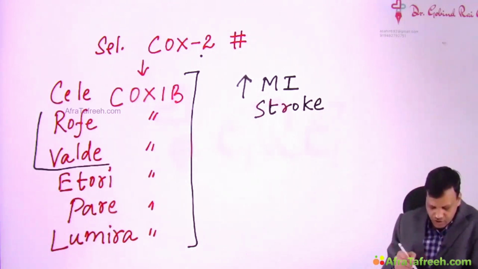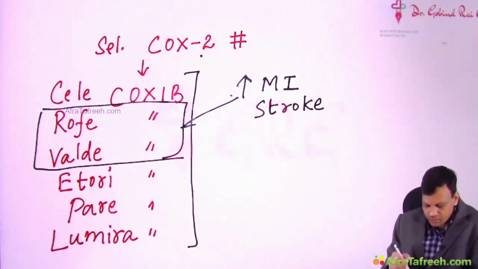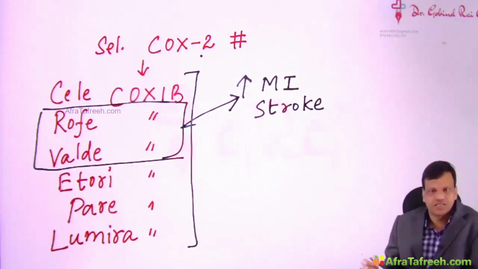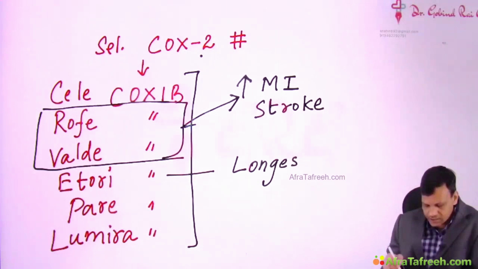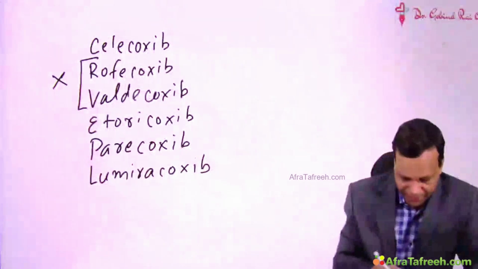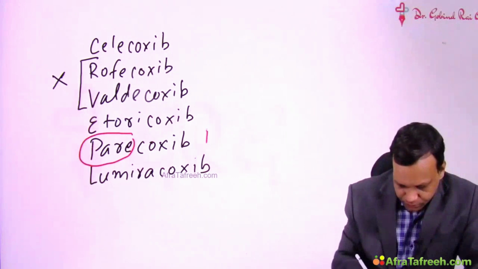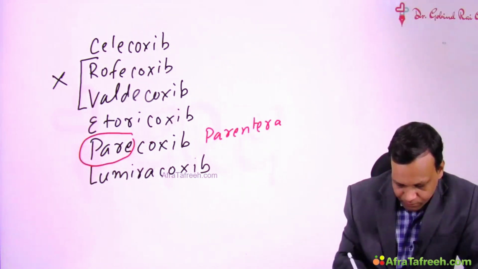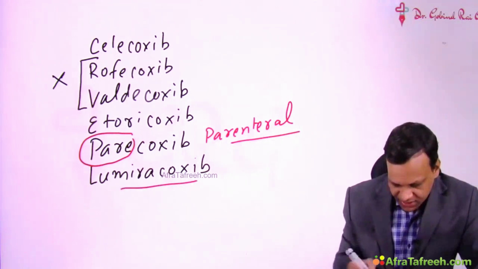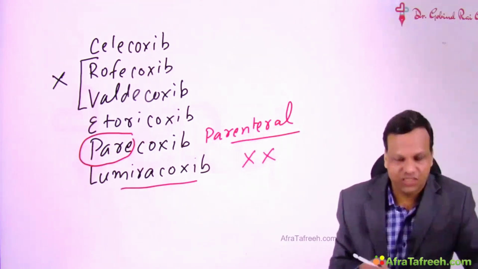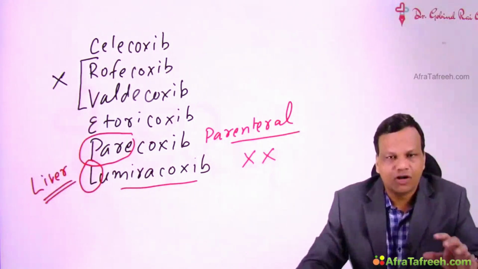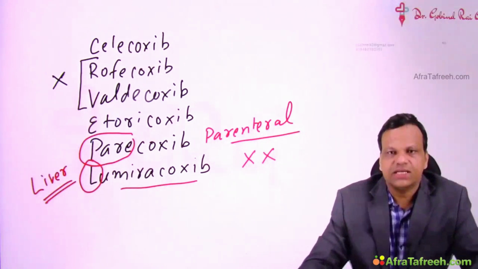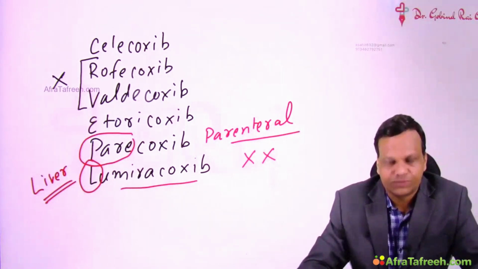In fact, rofecoxib and valdecoxib have been withdrawn from the market because of these side effects. But this is a group side effect, all of them can predispose. Etoricoxib is the longest acting among the selective COX-2 inhibitors. Parecoxib is given by parenteral route, whereas lumiracoxib has been withdrawn because of hepatotoxicity. You can remember L for liver damage. So lumiracoxib was withdrawn because of hepatotoxicity, and parecoxib can be given by parenteral route.